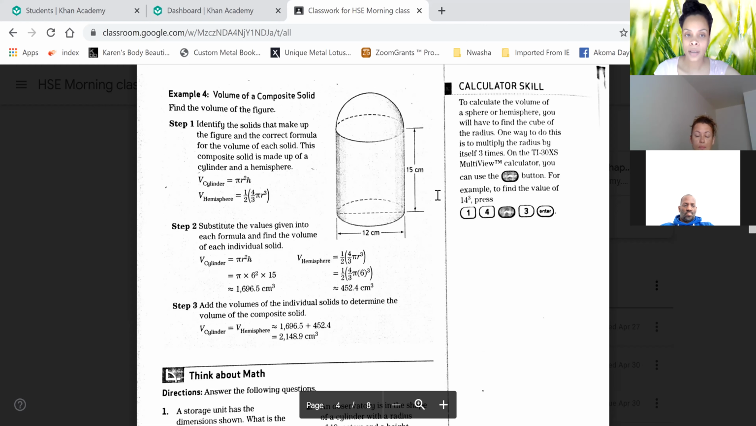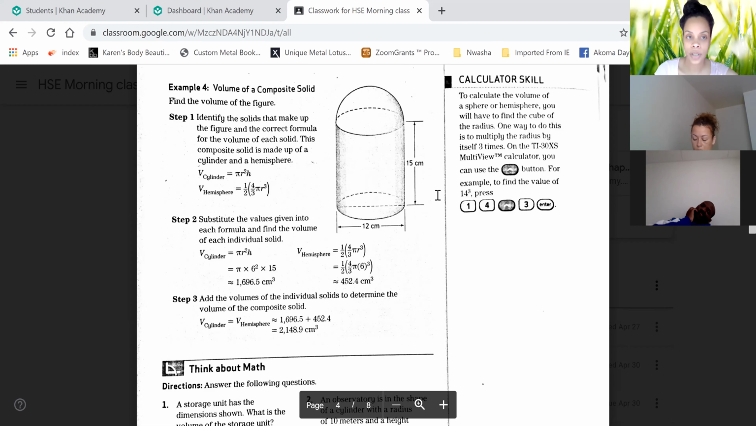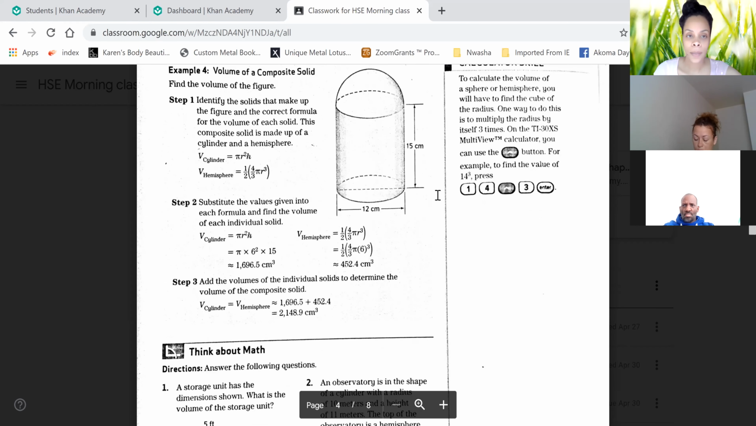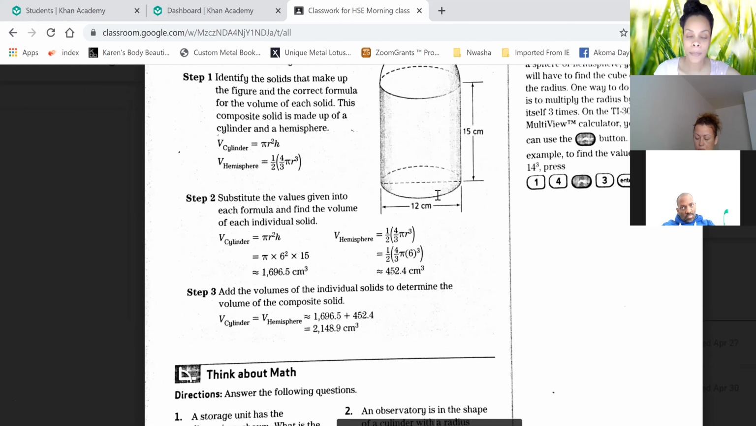What are the shapes that I'm looking at? So for this one, there's 2. There's a cylinder, and then there's a hemisphere. So they have the 2 formulas first as step number 1. The volume of the cylinder is pi r squared with height. Then the volume of the hemisphere, they took the sphere, which is 4/3 pi r cubed, and they put the 1/2 on the outside of it.